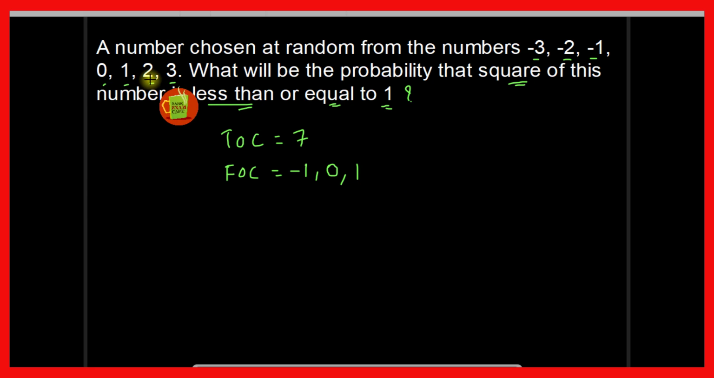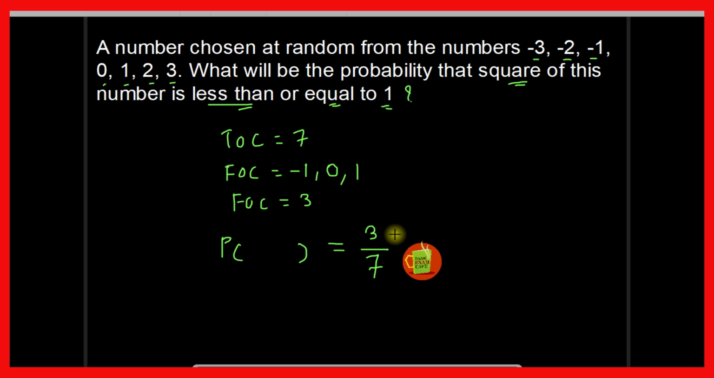Then 2, its square will be 4, and 3, its square will be 9, so these numbers are not favorable because their squares are not less than or equal to 1. So the favorable outcomes are 3. The probability of getting a square less than or equal to 1 is favorable outcomes divided by total outcomes, so it will be 3/7. So 3/7 is the required probability.